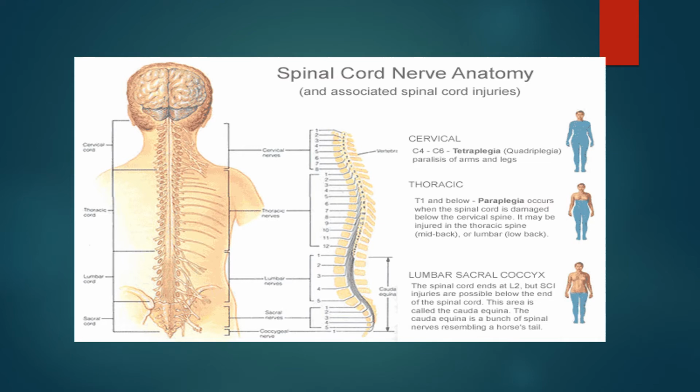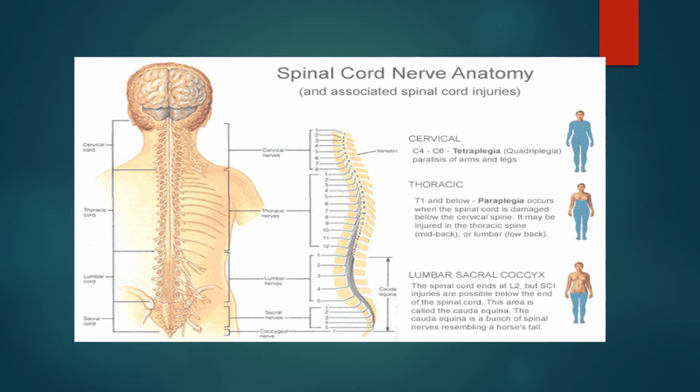Then you have the spinal cord nerve anatomy. The spinal cord has 31 pairs of spinal nerves: 8 pairs of cervical nerves, 12 pairs of thoracic nerves, 5 pairs of lumbar nerves, and 5 pairs of sacral and coccygeal nerves. Cervical nerves C4 to C6: tetraplegia, quadriplegia.